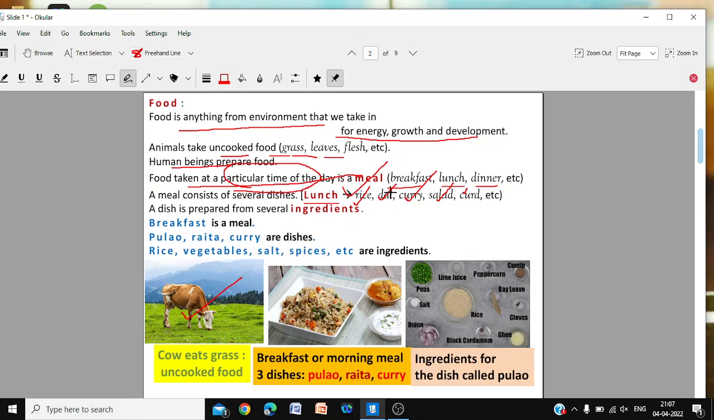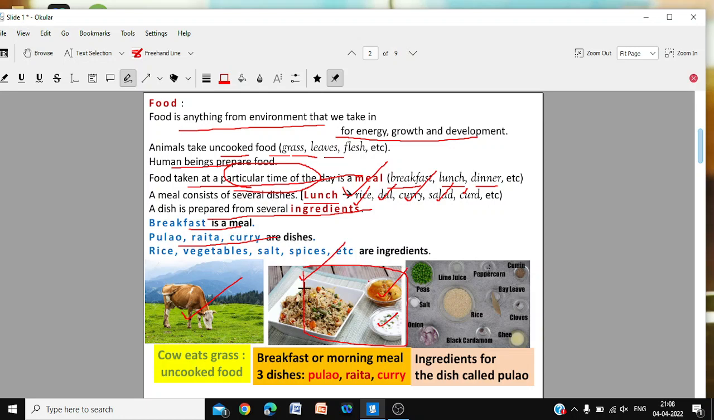And in order to prepare these dishes, if you want to prepare rice or dal or curry, you need several ingredients. So breakfast, for instance, is a meal. Why? Because it's a food taken at a particular time of the day, maybe in the morning at 7 o'clock or 8 o'clock. So here we have a breakfast, the entire thing forming a meal. It has 3 dishes: pulao, raita and curry. Pulao 1, raita number 2 and curry number 3. 3 items or 3 dishes forming one meal or breakfast.